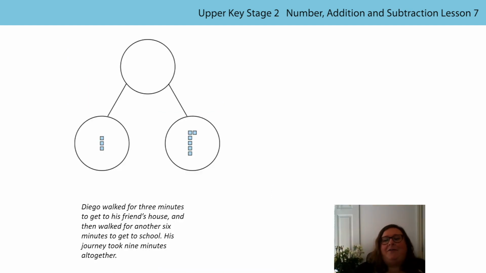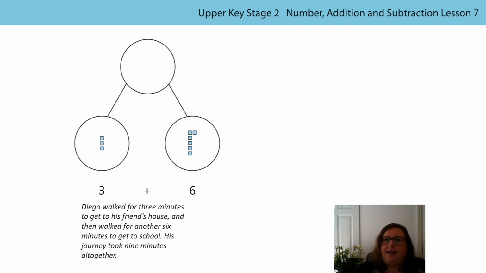For the next part of our maths learning, we are going to look at a maths story involving journeys to school. As we go through the story, think about what's different and what stays the same. So, Diego walked for 3 minutes to get to his friend's house. Then he walked for another 6 minutes to get to school. What does this part represent? Yes, that's right. That's the 6 minutes it takes Diego to get to school.